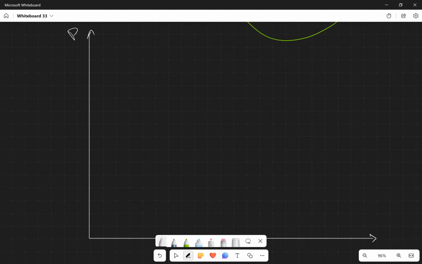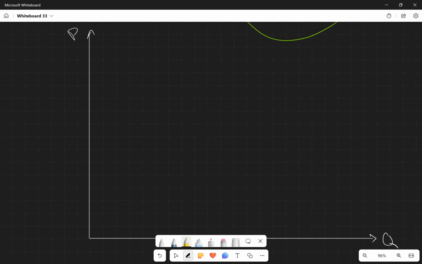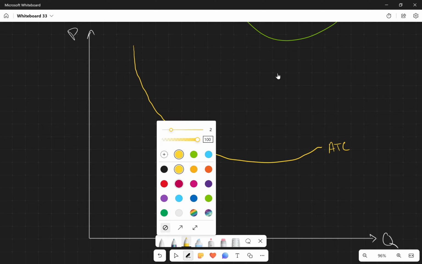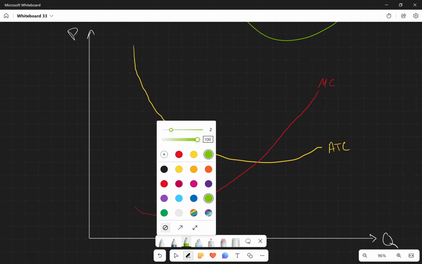So we're going to have price on the y-axis, quantity on the x-axis. We're going to draw a nice average cost curve. This one is going to look a little skewed. It's going to start up high, it's going to go down, it's going to come up just a little bit. We've got average total cost right there. We're going to have the same marginal cost curve situation, Nike swoosh mark through the bottom. And now here's where things get hairy.